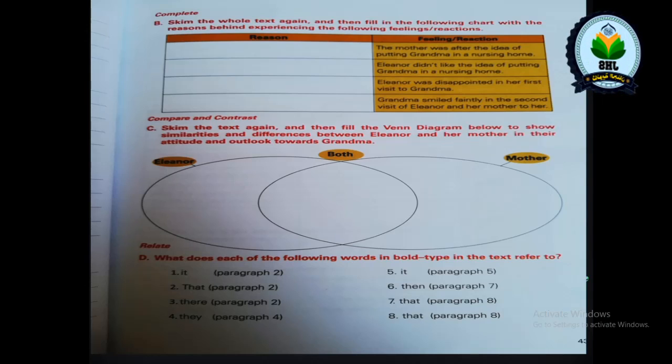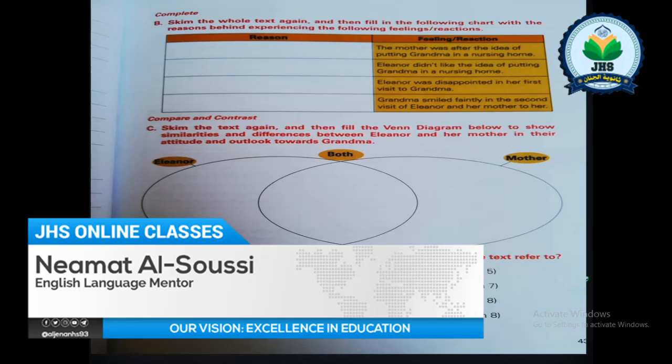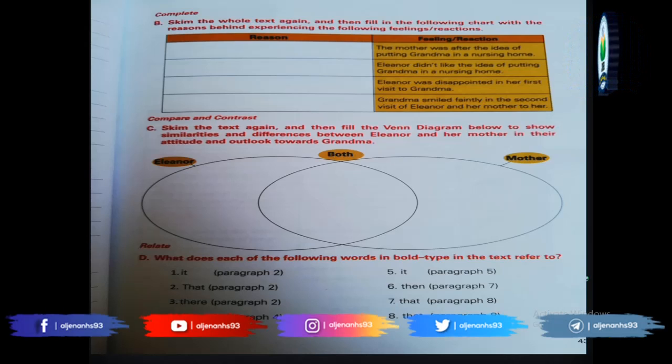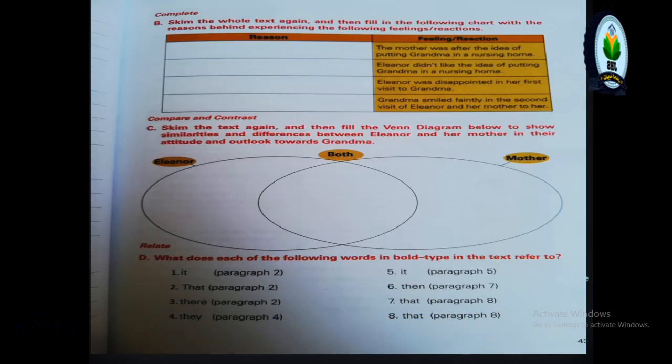Skim the text again and then fill the Venn diagram below to show similarities and differences between Eleanor and her mother in their attitude and outlook towards Grandma. What does each of the following words in bold type in the text refer to?